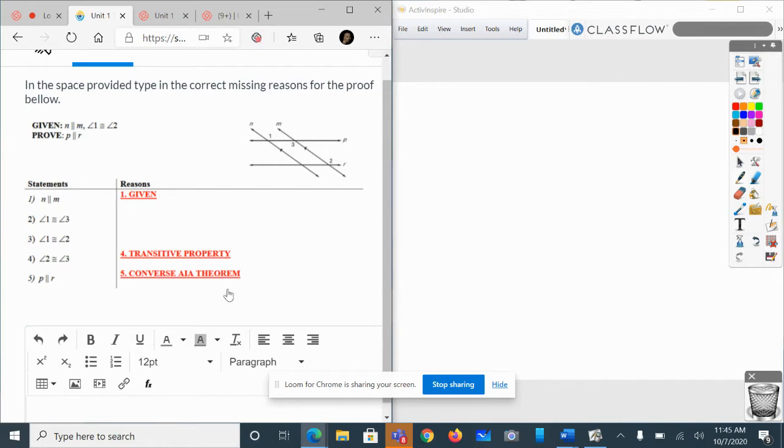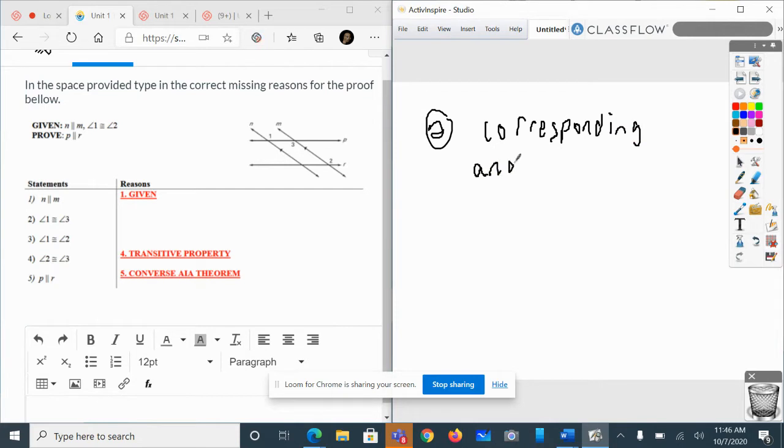So here we have angle 1 is congruent to angle 3. I got two parallel lines cut by a transversal. Those look like corresponding angles. So if you got two parallel lines, I know that corresponding angles are congruent. What's the name for that? It's called the corresponding angles theorem. And you can write that. So for number 2, it should be the corresponding angles theorem.